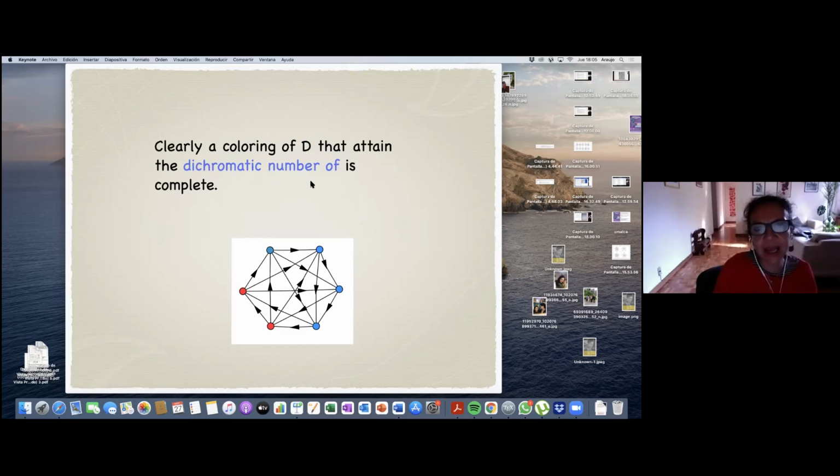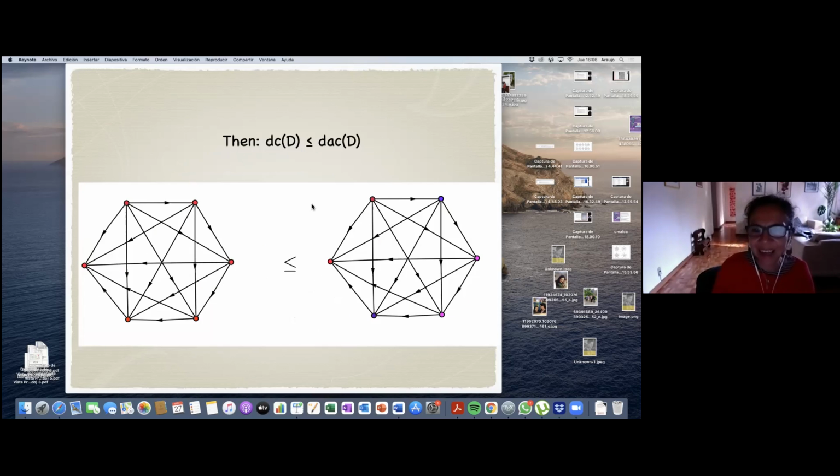And clearly a coloring that assigns the dichromatic number is also complete, because in any case, the situation is that you don't have an edge between red and blue or blue and red, and you don't have a cycle between these two colors, and you can also recolor and improve the dichromatic number. And that's the idea, that you have a natural generalization.